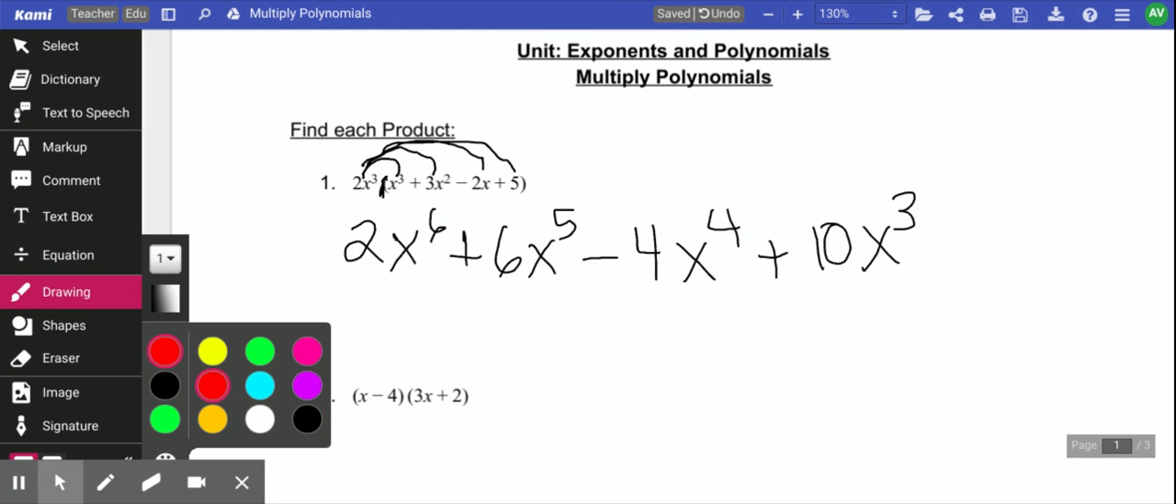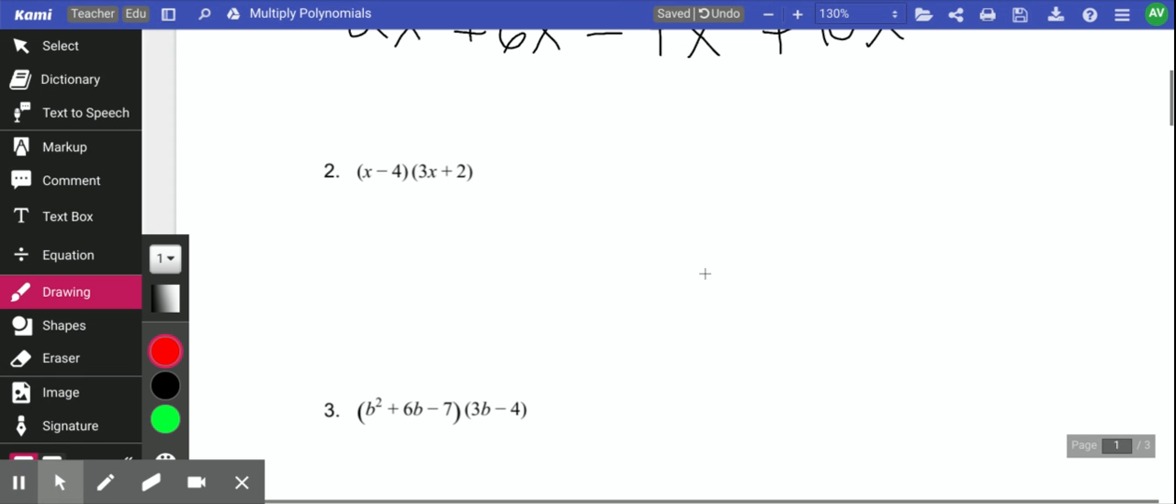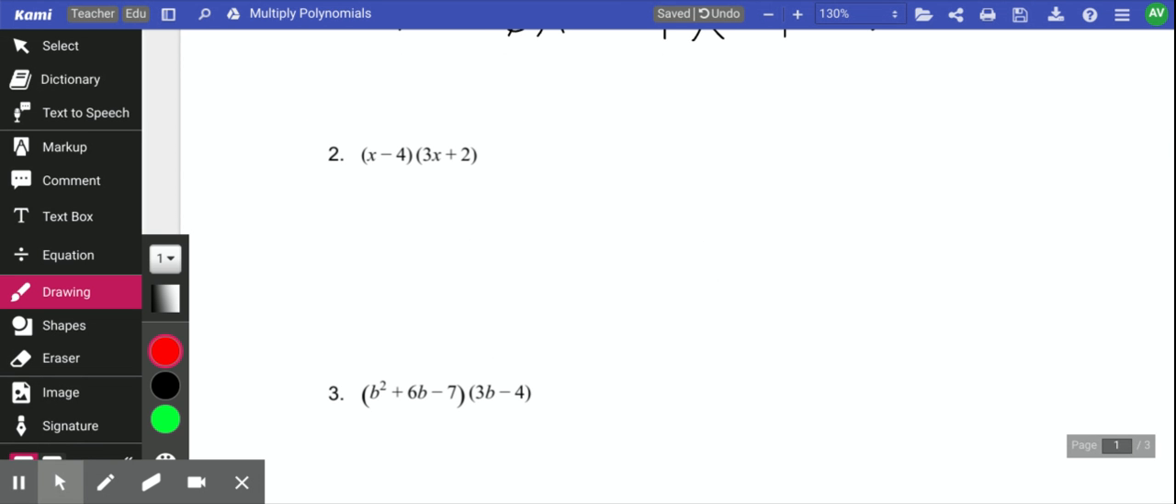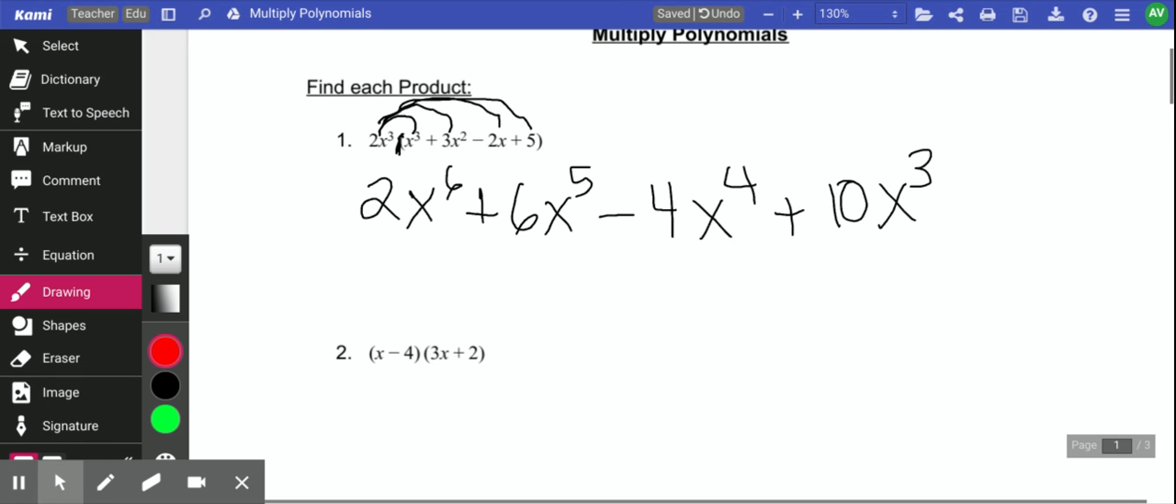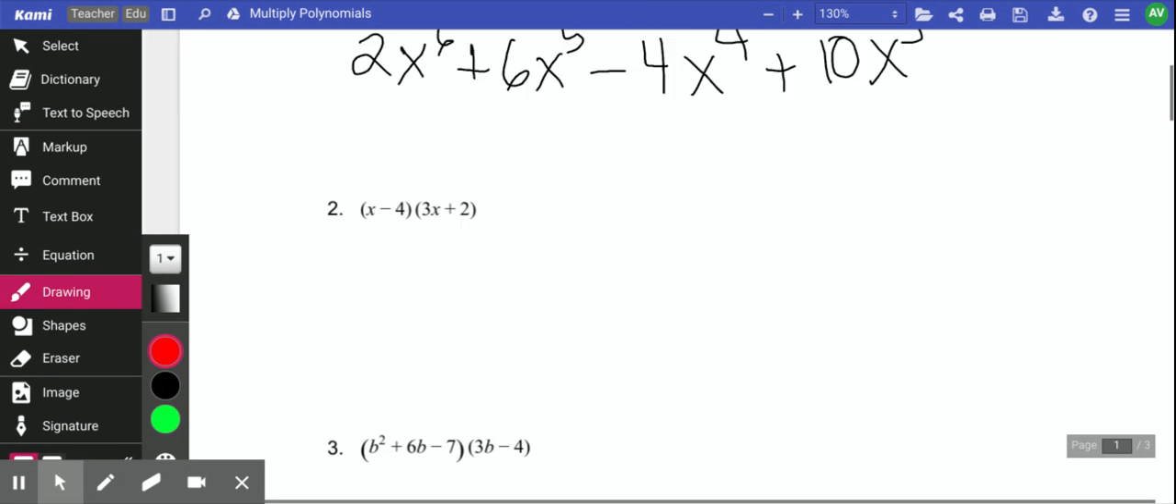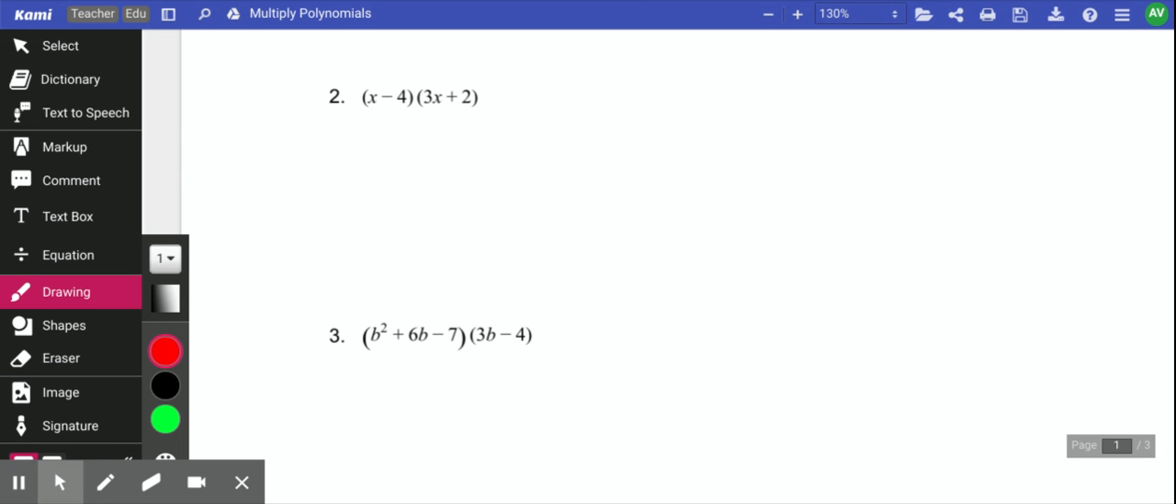Let's try this next one. I'm going to try to model for you guys a few different methods of working with these. You could use whichever method works for you. I am sure at this point in your mathematical careers, you have multiplied polynomials before. So let's look at this one. This one is x minus 4 times 3x plus 2.